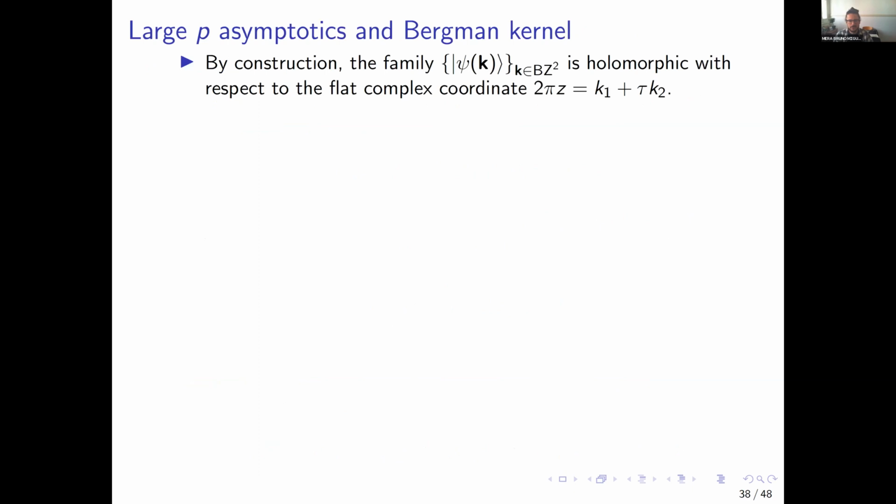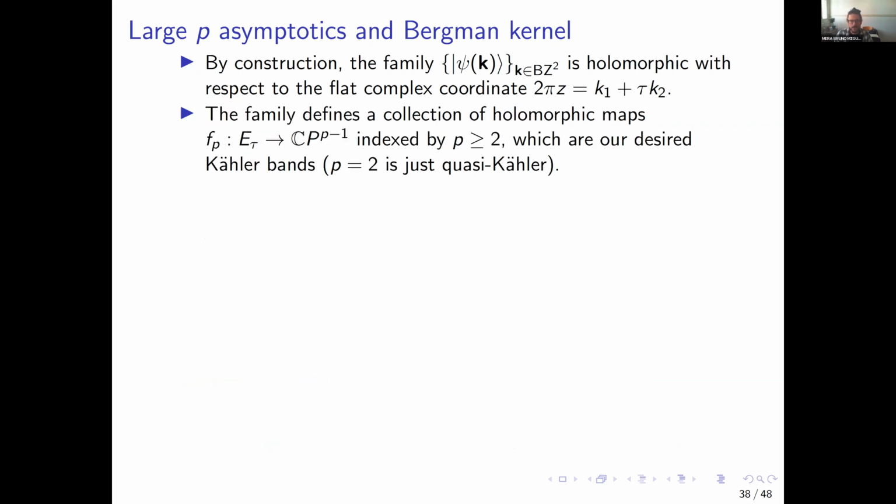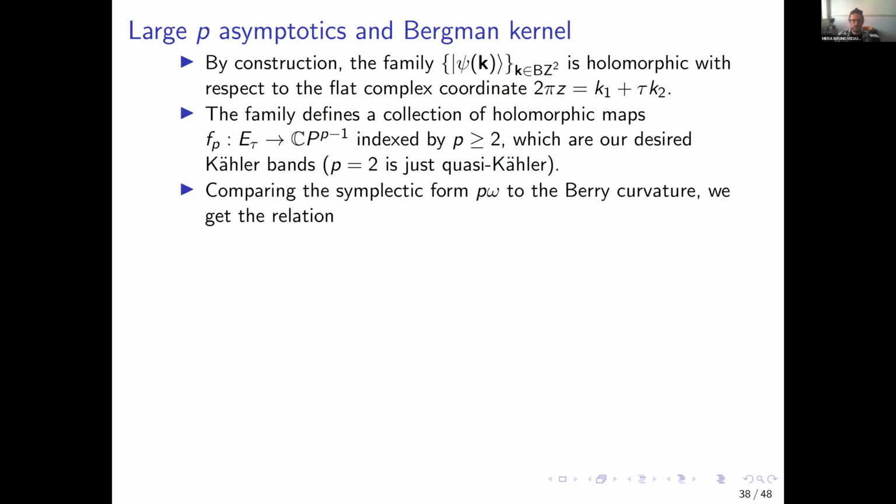And by construction, this family is immediately holomorphic in the complex variable because all the functions involved in the construction are holomorphic, right? And so for each P, we have a holomorphic map from the complex torus to the projective space CP^(P-1), right? Which is indexed by the Chern number of the pre-quantum line bundle. And these are the desired Kähler bands. So these are the bands that I want to use.